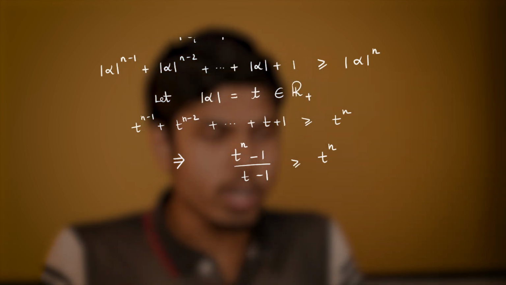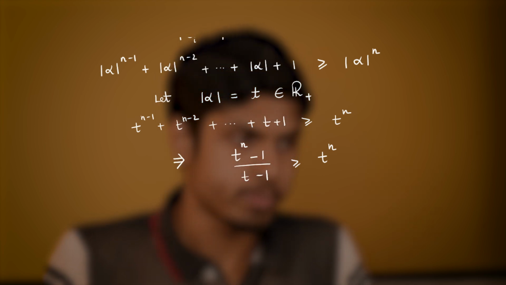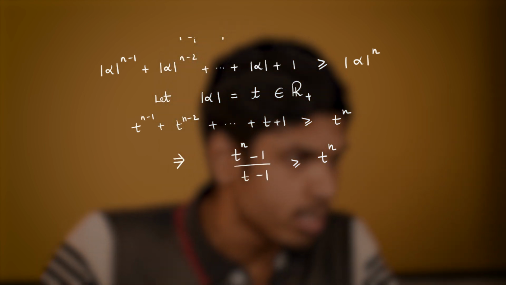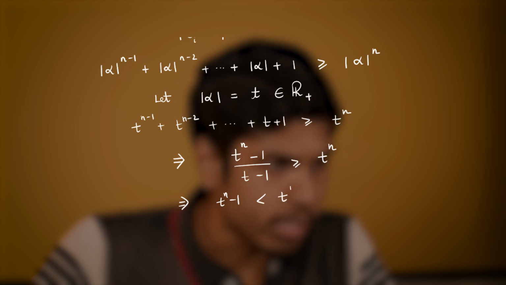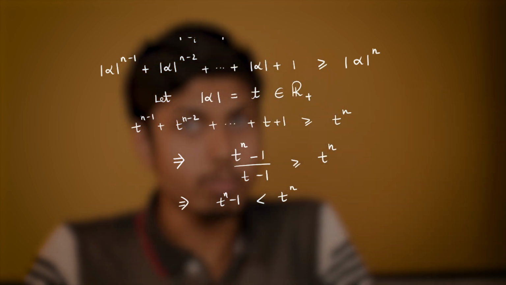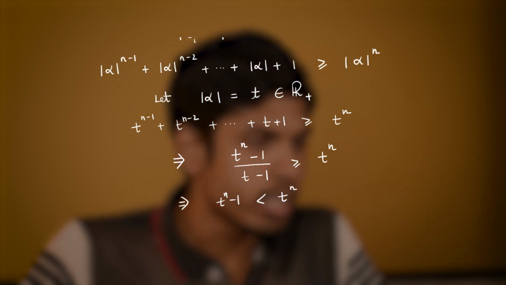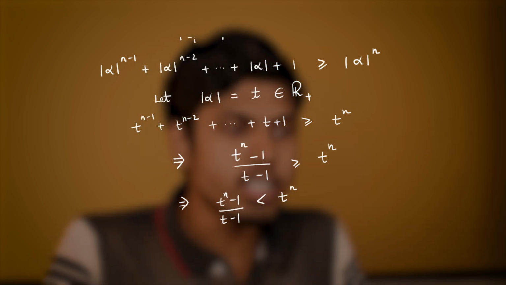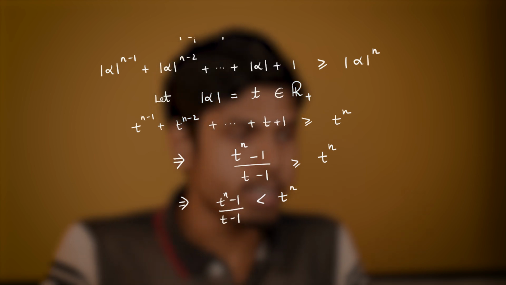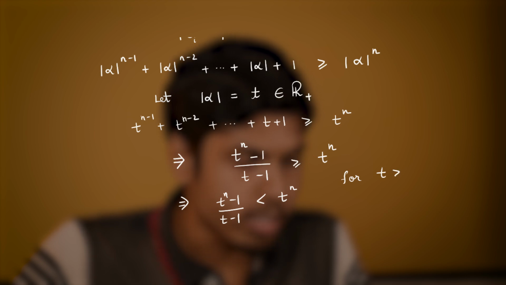So now this inequality will not be true for t greater than or equal to 2. Let's see why. Suppose if you consider this, then t^n - 1 is clearly less than t^n. And when you divide it by t - 1, which is some number greater than or equal to 1, then you will still further decrease the value of t^n - 1 by dividing it with t - 1 for t greater than or equal to 2.